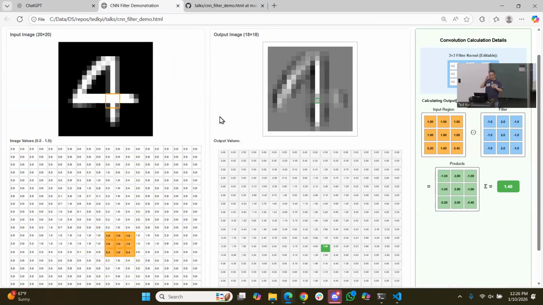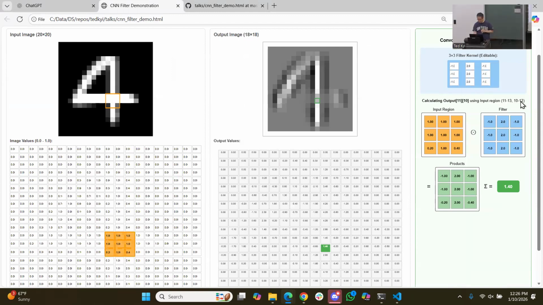All right, so I have a demonstration for you here. On the left, we have an input image, and you can see the image. This is grayscale. It's not color yet. Here are all the numbers that actually correspond to that input, with intensities between 0 and 1. And I have a filter.